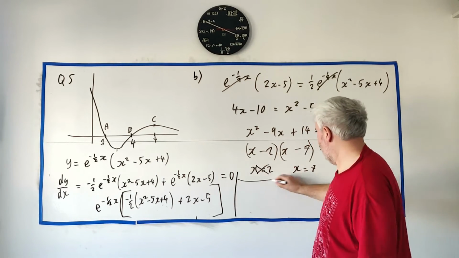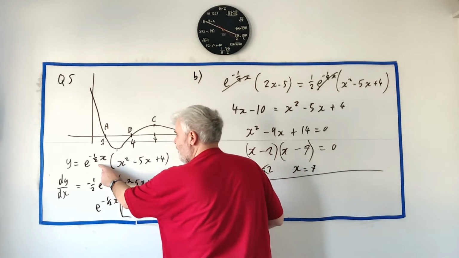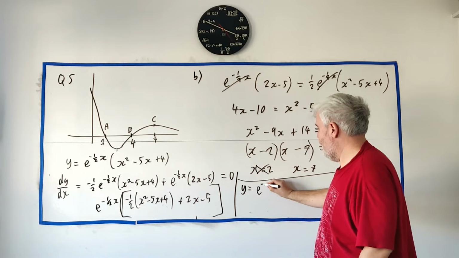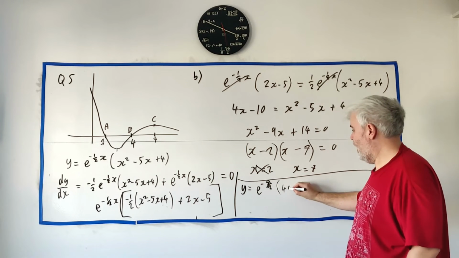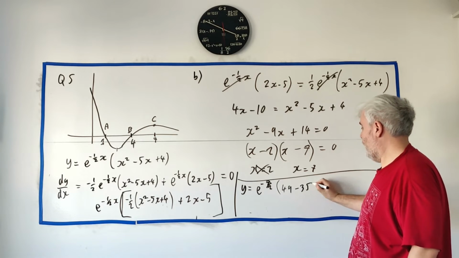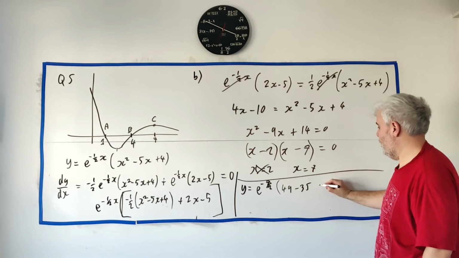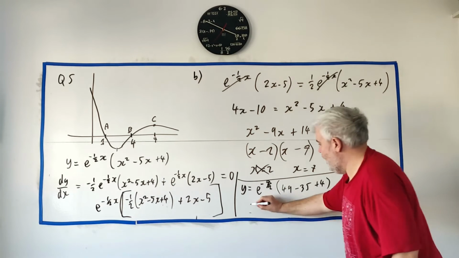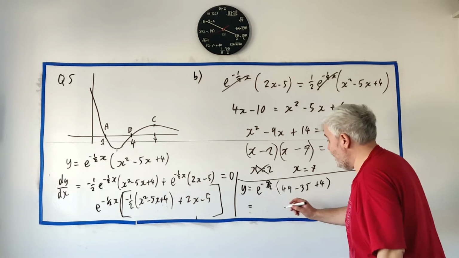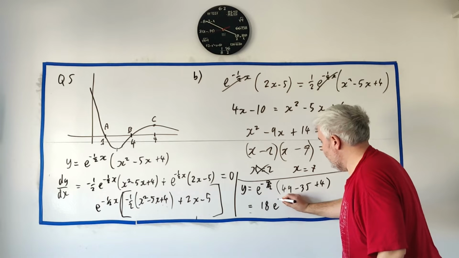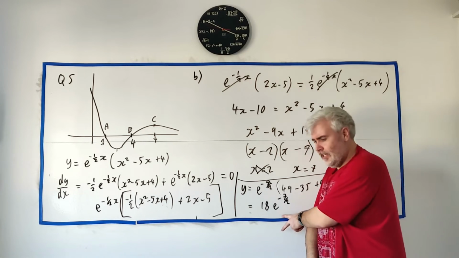I think we might have enough room here. Y is equal to, and we put 7 in. e to the minus 7 over 2 multiplied by 49 minus 35. I'm just putting 7 in here. 7 squared minus 5 times 7 plus 4. And that equals, let's see, 14 plus 4 is 18. 18 e to the minus 7 over 2. That's the y part. I think you would get full marks at this point.